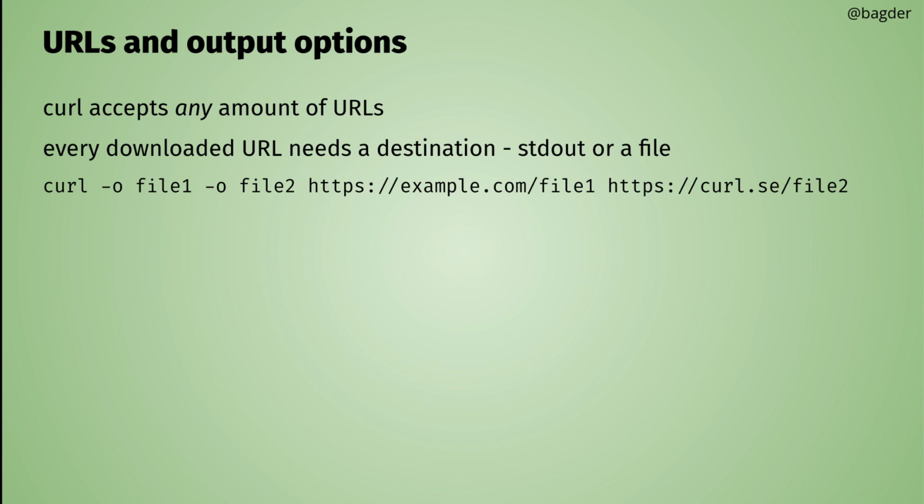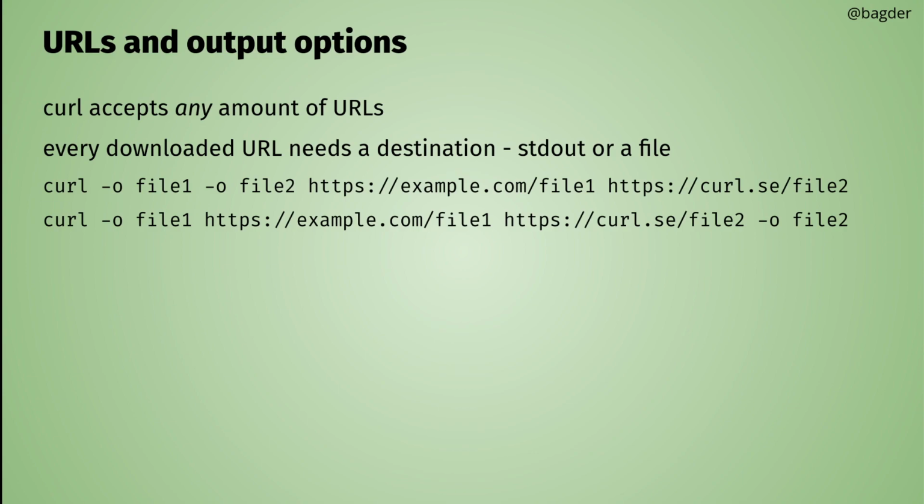You need two -o options. The lowercase o is for output file name, right? So as you can see, there are two of them because there are two URLs. The order of them is not important either, right? So you could put them in a different order, but they still correlate. The first URL gets the first -o, the second URL gets the second -o. So you can mix and match.